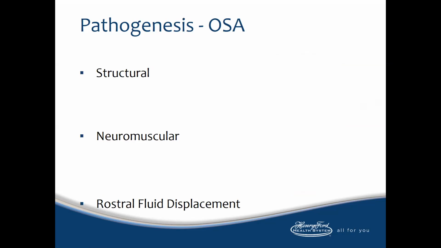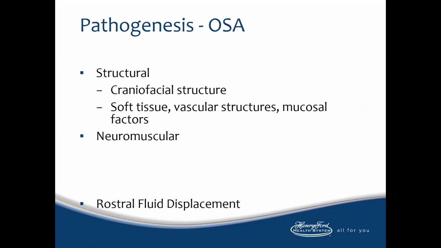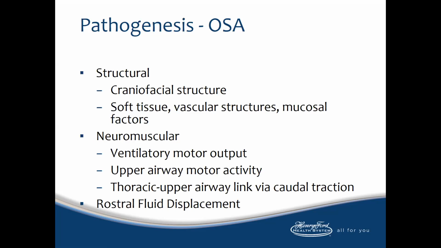All right, so I'm going to focus on the structural components of this. That's mostly the craniofacial structure. We went over most of the normal anatomy and how that affects things, dealing with your soft tissue, vascular structures, and mucosal factors. We will talk about more of the neuromuscular support. So that's your ventilatory motor output, your upper airway motor activity, and then actually there's a link between your intrathoracic and extrathoracic airways and a component of caudal traction on your airway. There is a little bit of information about rostral fluid displacement that I'll go over as well.